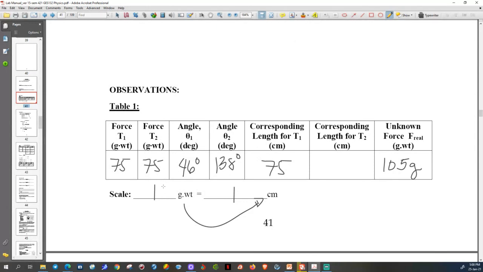10 gram equals 1 centi will give you a scale or corresponding length of 7.5. So 10 gram, 1 centi becomes 7.5. Do you understand? 75 divided by 10 is 7.5. That's the corresponding length. Any questions about this table, guys? Come on.